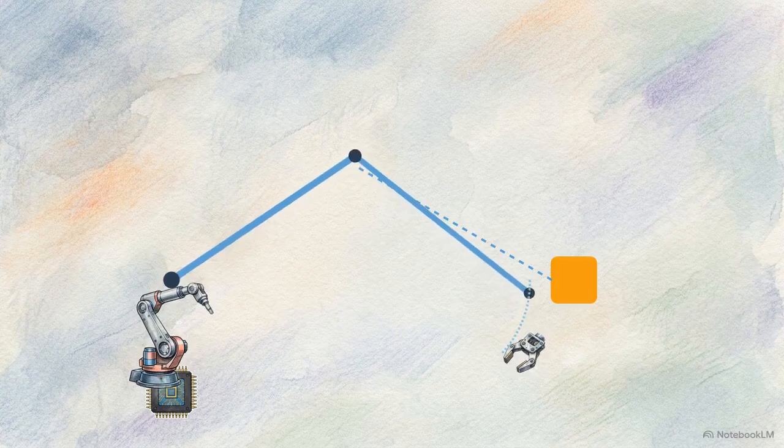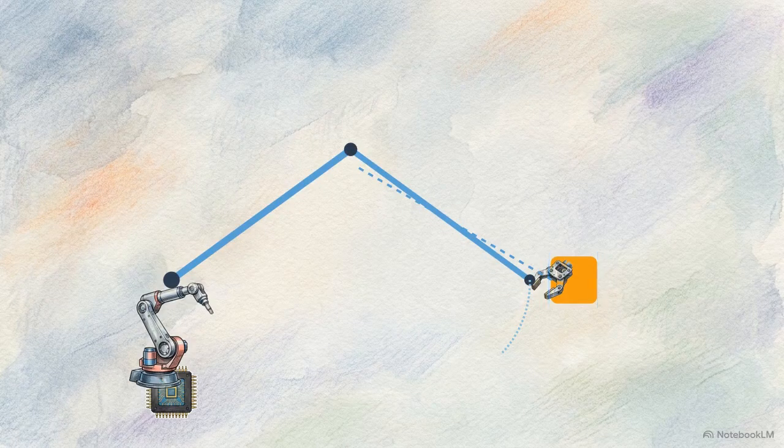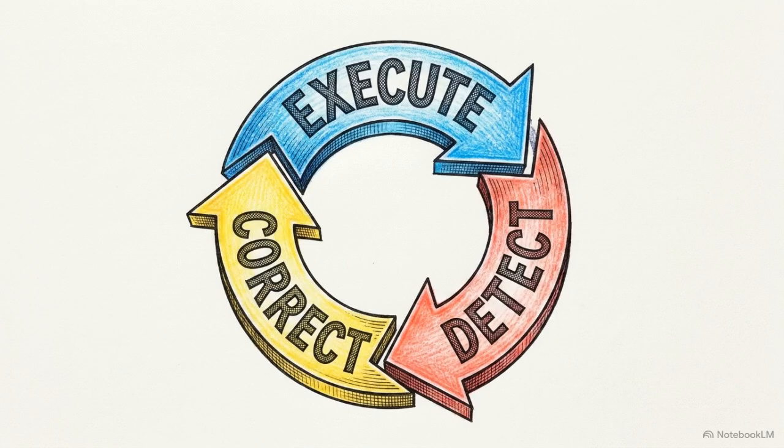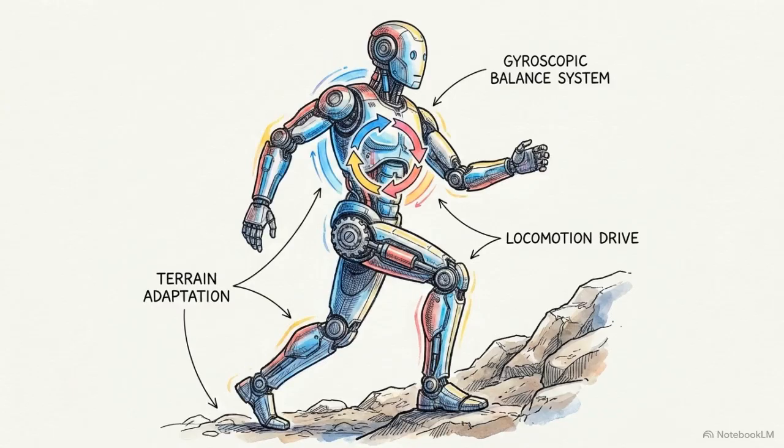This continuous loop of execution, error detection, and correction happens microsecond by microsecond, ensuring millimeter precision during complex tasks. This real-time cycle, the feedback loop, is the measurable engine that transforms blind mechanical movement into actual autonomy.